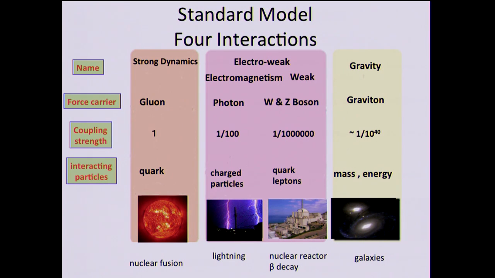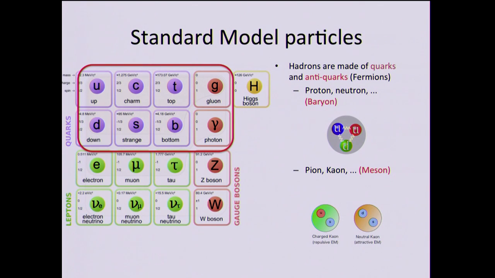And these interacting particles are quarks, typically, or charged particles for electromagnetism, and any mass or energy can do gravity, while weak bosons can interact with both quarks and leptons. That's the interaction. And these are the fundamental particles, elementary particles we know so far.